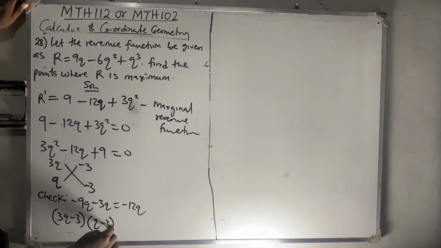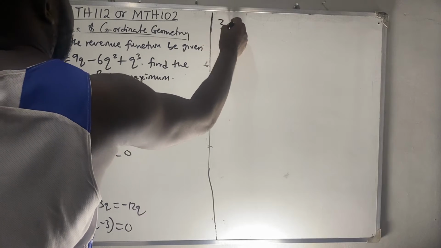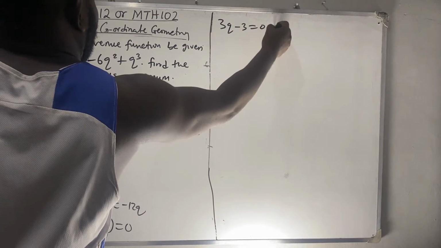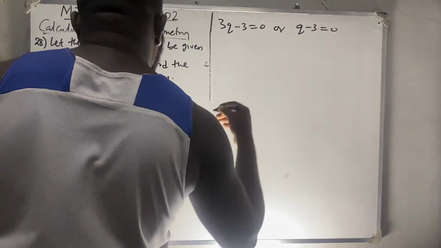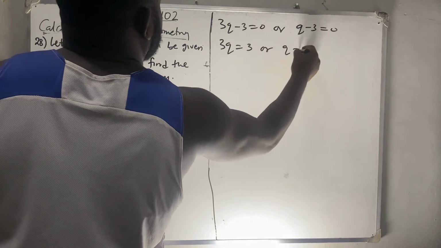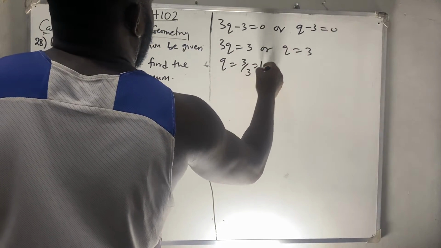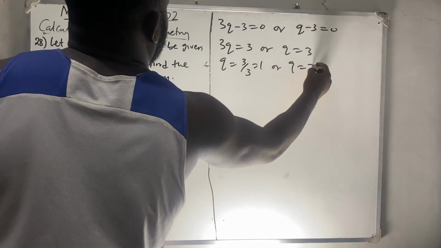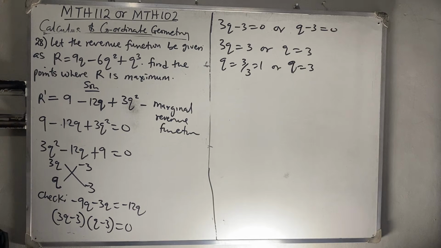Equal to 0. I'm just solving this quadratically using the factorization method. So therefore, 3Q minus 3 is equal to 0, or Q minus 3 is equal to 0. So I'm having 3Q is equal to 3, or Q is equal to 3. So Q is equal to 3 divided by 3, which is 1, or Q is equal to 3. Now, each of these points is a candidate for the maximum point, but we don't know the one that is going to be the maximum point.